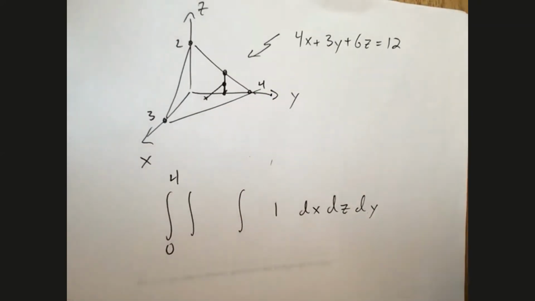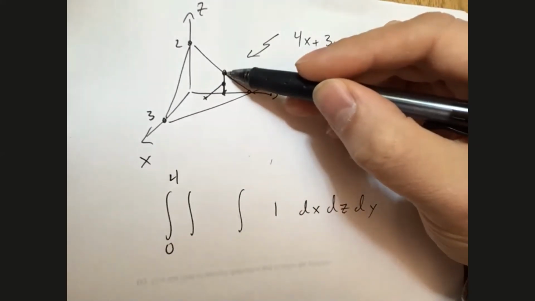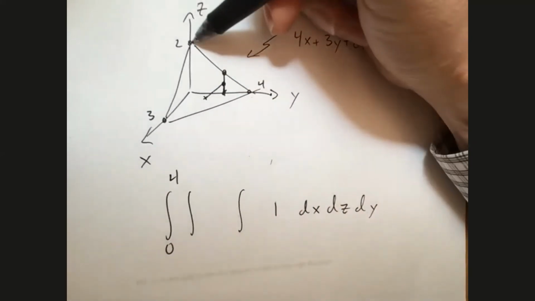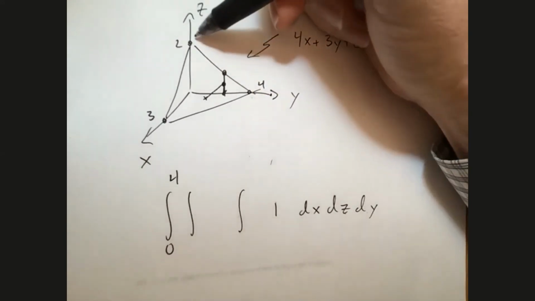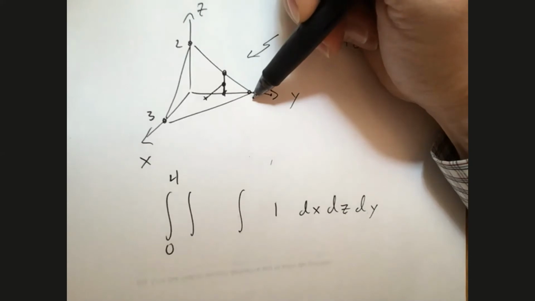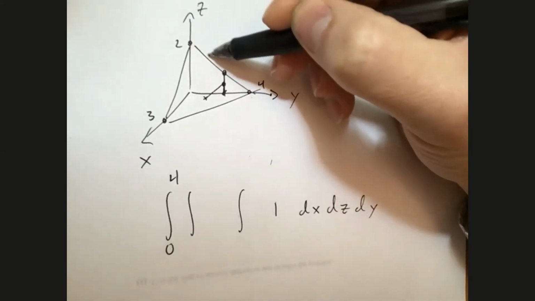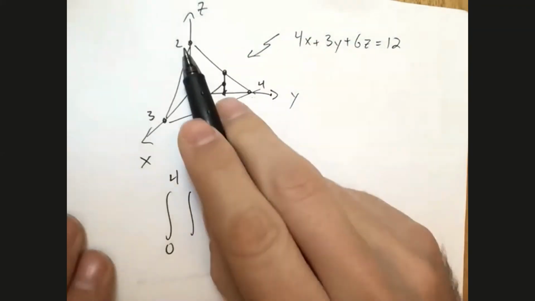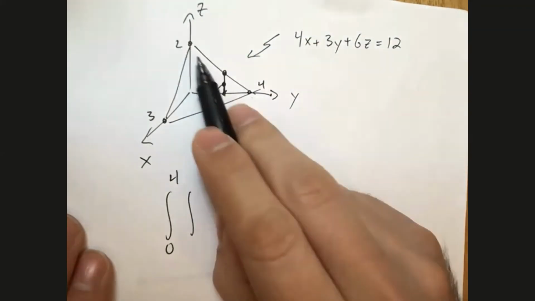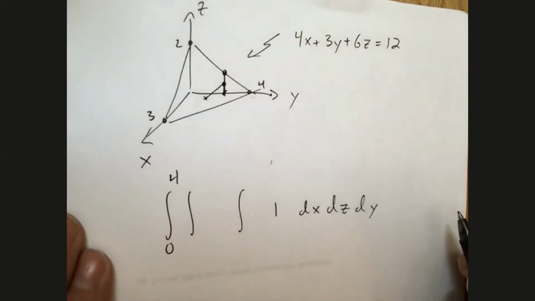Okay? Now, for each y between 0 and 4, how high does z go? Well, that depends, because it depends on what y is. This is not a horizontal line, it's a diagonal line, so it depends on the value of y. I need to find this line as a function of y. Okay, so what is that? Well, its z-intercept is 2, and its slope is down 2 over 4, so -0.5.